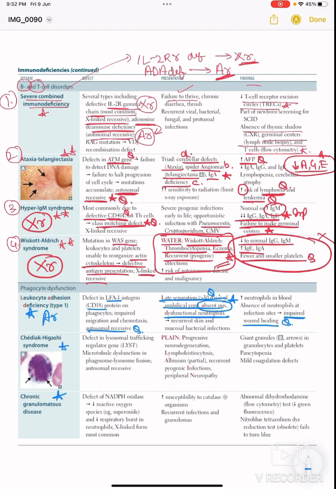Now coming to the second part, Chediak-Higashi syndrome. In Chediak-Higashi syndrome, this particular image is important. It can be asked in one of the examinations. Till date, it has not been asked. Okay. In Chediak-Higashi syndrome, the main defect is in the LYST gene, the lysosomal trafficking regulator gene. Okay, phagosome and lysosome fusion, and it is also an autosomal recessive condition.